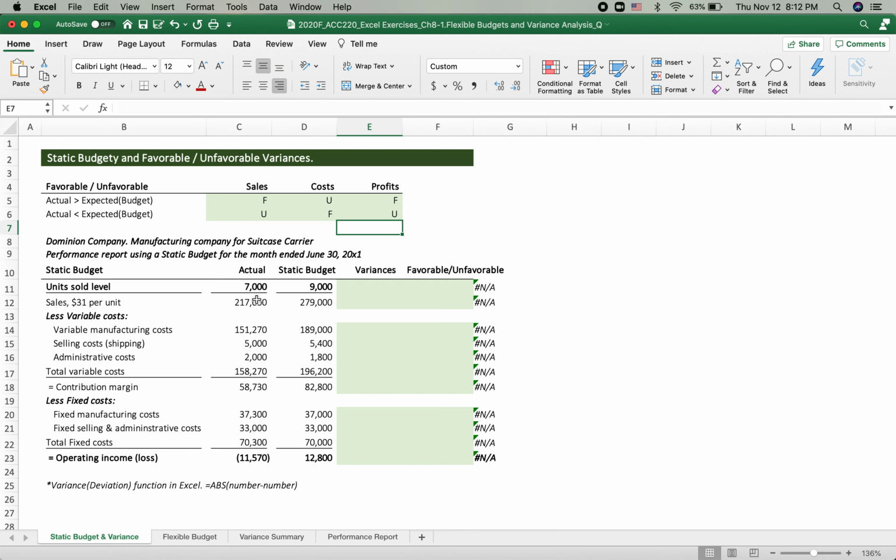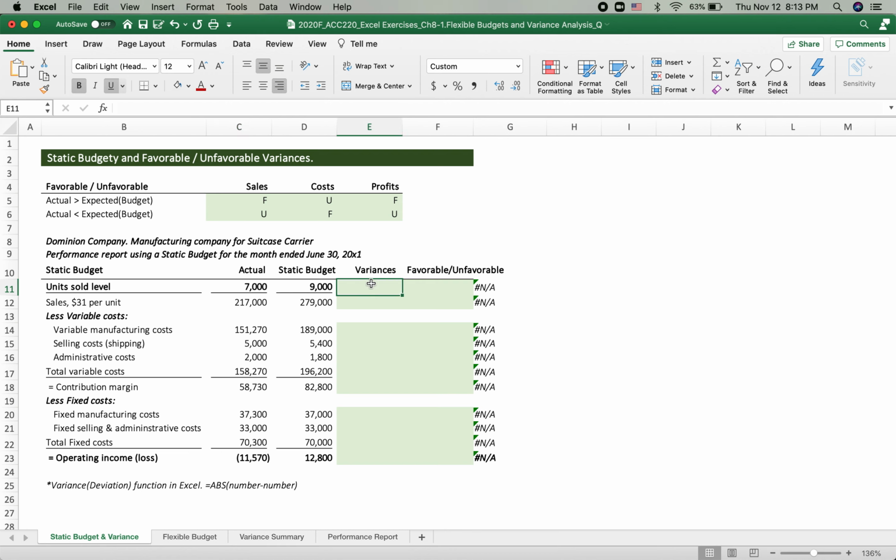We compare actual and the static budget. The static budget is the budget we expected at one single level of activity, the 9,000 units sold level, but actual was 7,000. So we do not change this static budget along with the actual 7,000 sales units. We just compare the static budget and actual.